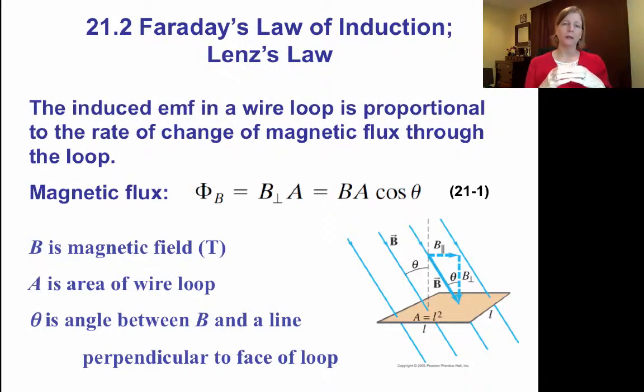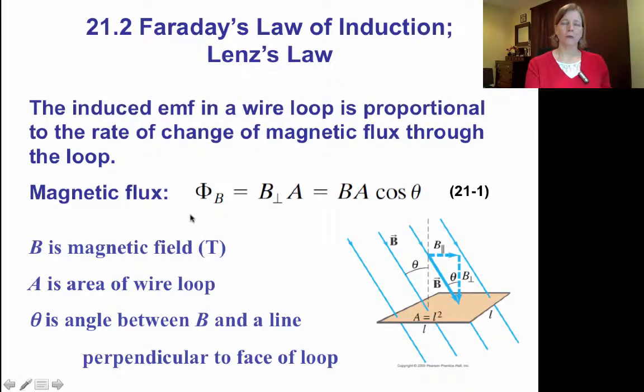If we want to start talking about what's actually happening inside that loop of wire, we need to measure how much magnetic field is going through the loop, and that's what magnetic flux is. Magnetic flux is the amount of magnetic field going through the loop of wire. And what we'll see from Lenz's law is that the induced EMF is going to be proportional to how that magnetic flux changes through the loop. So we need to be able to define the magnetic flux, the amount of magnetic field going through the loop of wire, and it's given by this equation here.